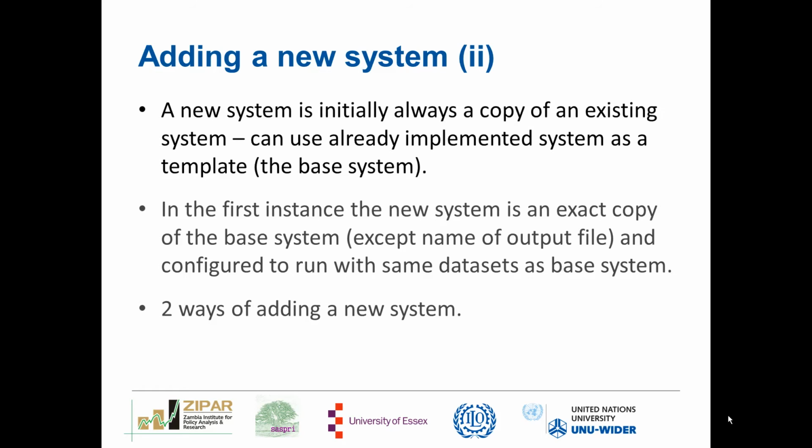A new system is always initially a copy of an existing system, and thus we can use the already implemented system as a template, and this will be our base system. In the first instance, the new system is an exact copy of the base system, except for the name of the output file, and it is also configured to run with the same dataset as the base system. And we have two ways of adding a new system. Again, what I'm going to do is go through the PowerPoint first and then move over to the live version of the model to demonstrate these two ways.